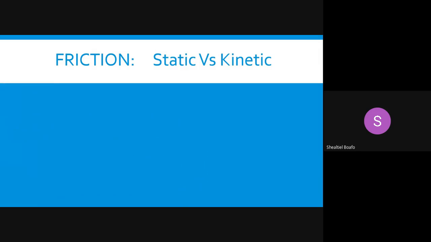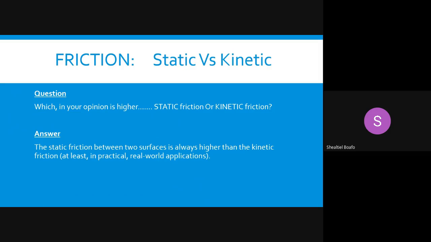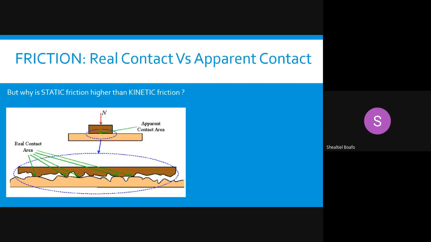So from here, we went ahead and looked at why static friction is higher than kinetic friction. Then we stated that the two surfaces have different forces acting at a particular time. So we went ahead to look at why, and this is what brought us to what we meant by real contact and apparent contact.